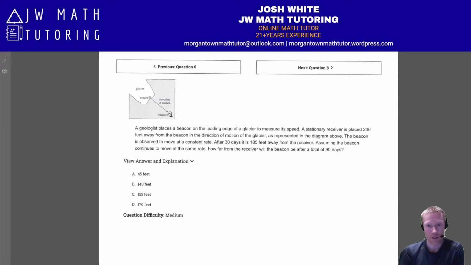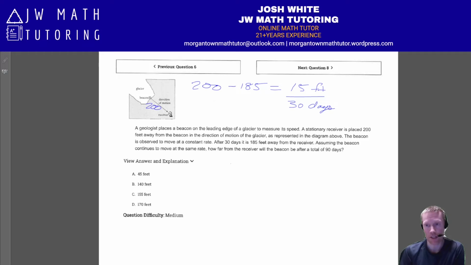Up next, question 7. In this picture here, this word problem, you have a beacon and a receiver, and they're initially separated by 200 feet. So its distance at the start is 200 feet. And then you're told that after 30 days, the beacon is now only 185 feet away from the receiver. Okay, so it started 200 feet away, it's now 185 feet away, therefore it moved 15 feet over a 30-day period. And they want to know how far the receiver will be after a total of 90 days.